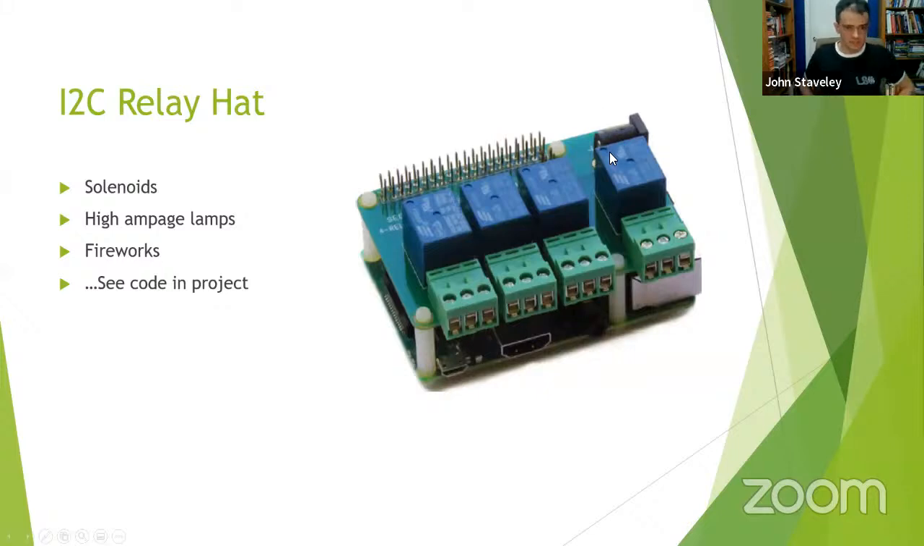So yeah, that's a relay hat, and you can control all sorts of different things with it. Depending on the rating of the relay, you can control 1 amp or 10 amps. So you can set a bar fire to come on and off with one of these things. You can control solenoids, which I'll demonstrate in a moment, a high amperage lamp. You can even set off fireworks, which used to be part of this presentation, but it scared someone in the front row, so I don't include that anymore.